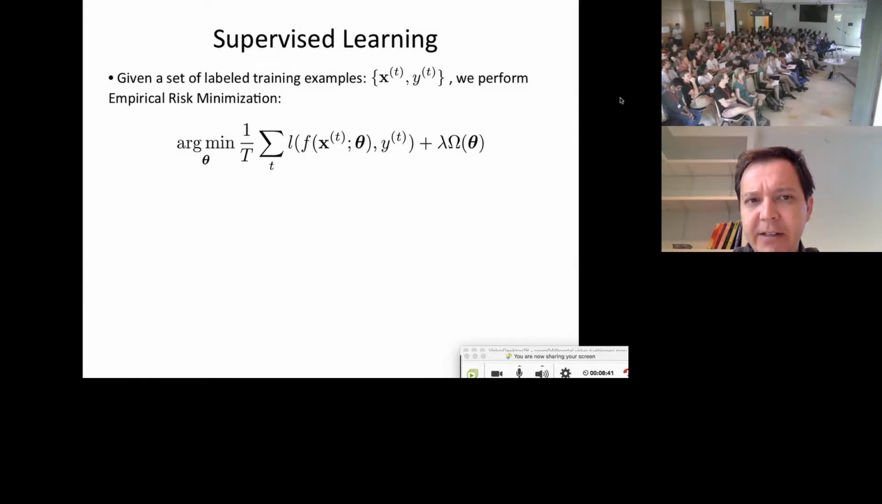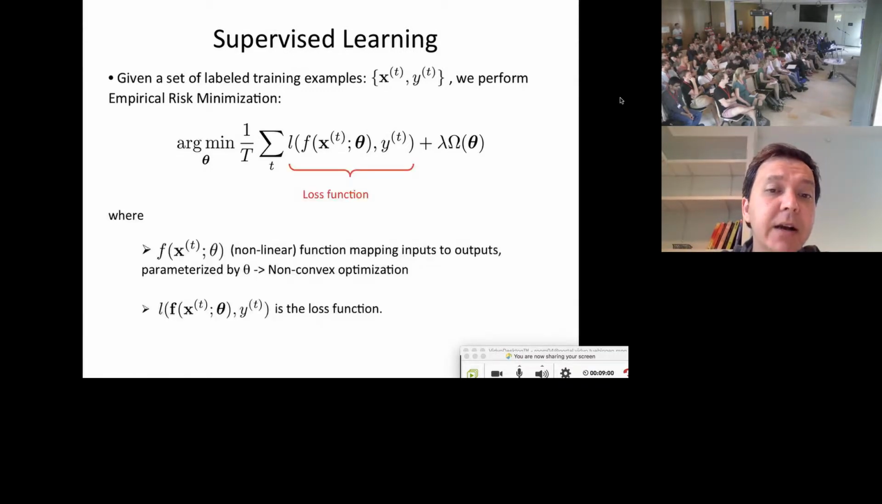Just to be fairly precise, suppose we have a set of labeled training examples, X and Y. X is the input, Y is a particular target. Let's say it's a class or a regression. And we're going to be performing empirical risk minimization, right? And what do we see here? Well, F here is going to be a nonlinear function mapping inputs to outputs. And we're going to make an assumption that it's parameterized by parameter theta. Typically, because F is a nonlinear function, it will be our multilayer neural network. The entire system, the whole optimization, is going to be non-convex. So that's one thing to note.